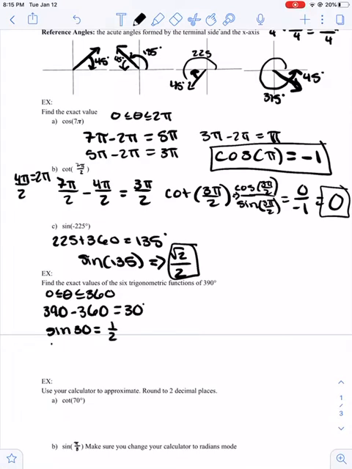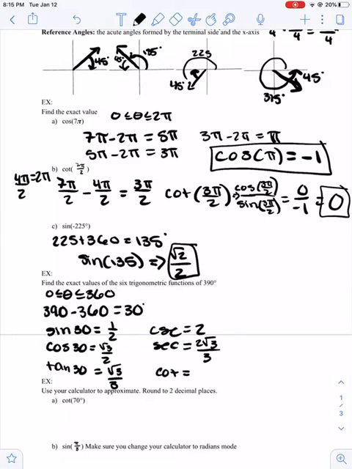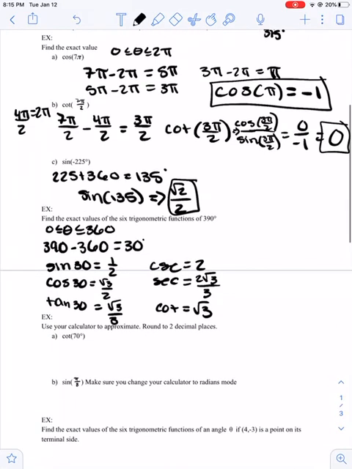is 1/2. The cosine of 30 is root 3 over 2. The tangent of 30 is root 3 over 3. The cosecant is 2. The secant is 2 root 3 over 3. And then cotangent equals square root 3.